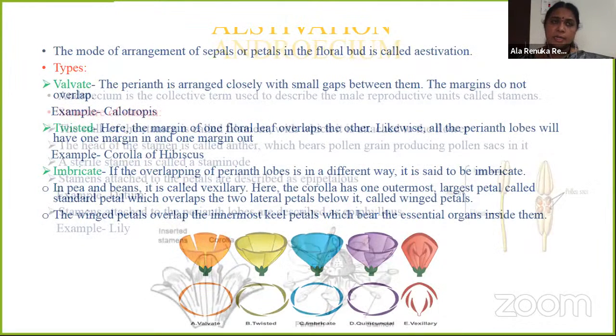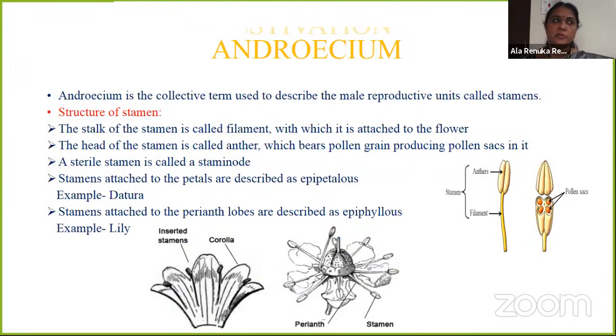And the next, third one, is androecium. We have finished with calyx and corolla. Androecium is the male reproductive structure. Androecium is a collective term used to describe all the stamens, the whole male reproductive units, and each one is called a stamen. Though it sounds singular, androecium is a collective term used to describe the stamens. So stamens are the units.